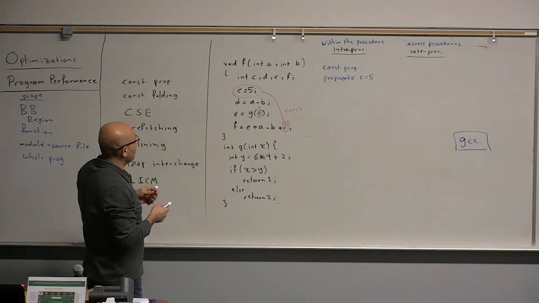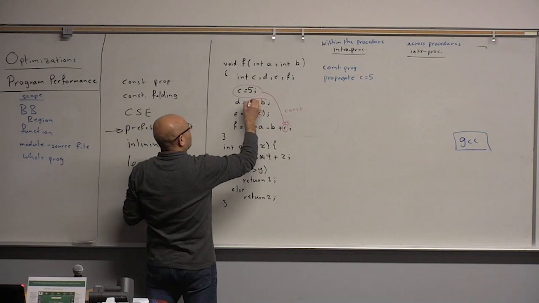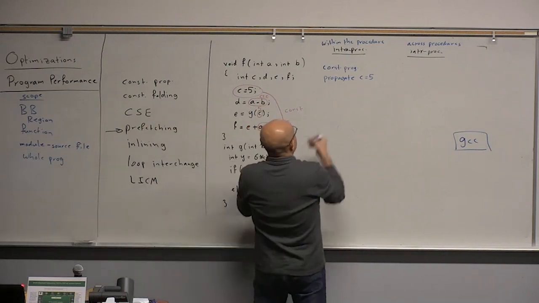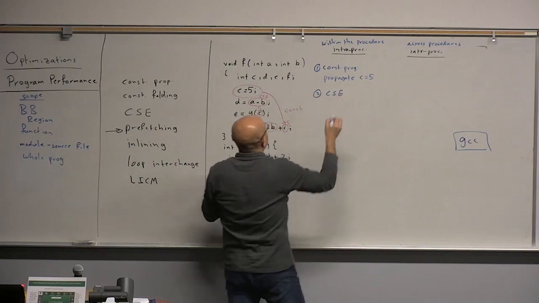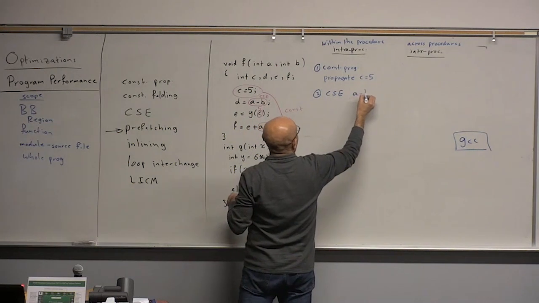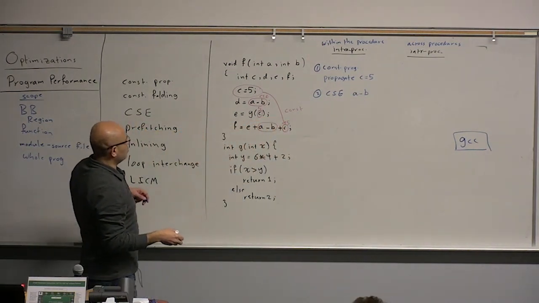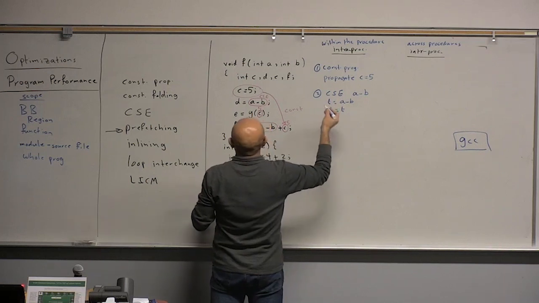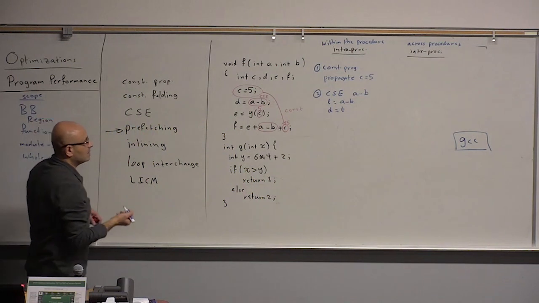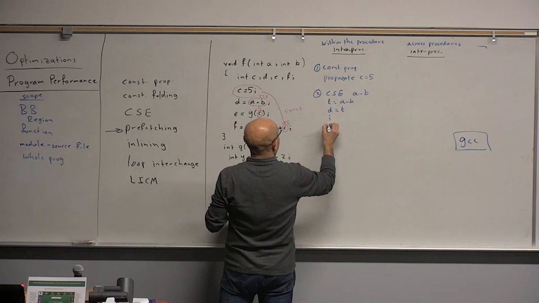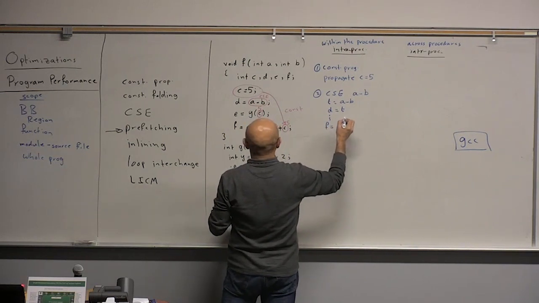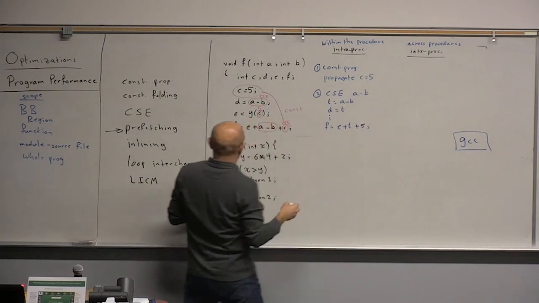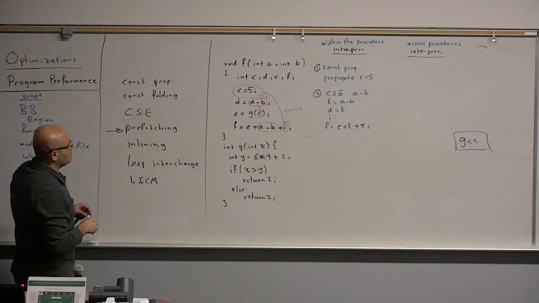What else? We have some common subexpressions: A minus B. This is a common sub-expression, so this is number 2. We have common sub-expression elimination of A minus B. We can do T equals A minus B and D equals T, depending on how you implement this, and then F equals E plus T plus C plus 5. So these are the optimizations that I can see within this function.